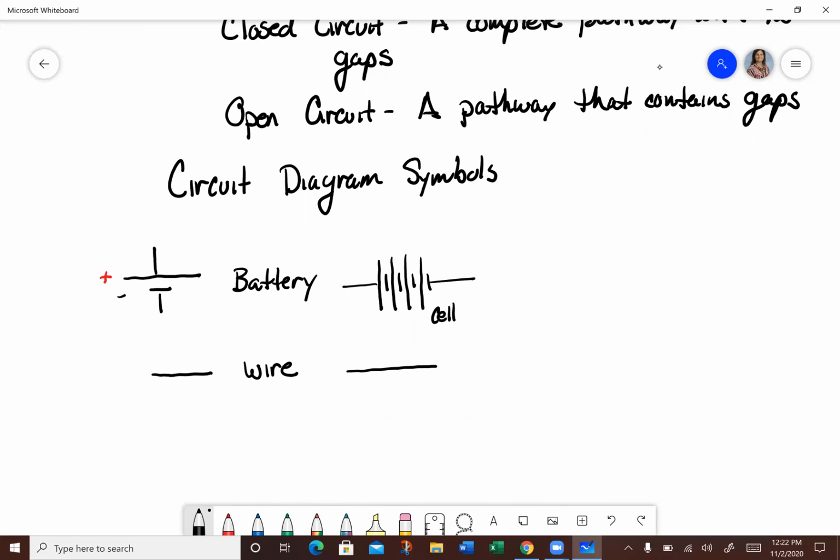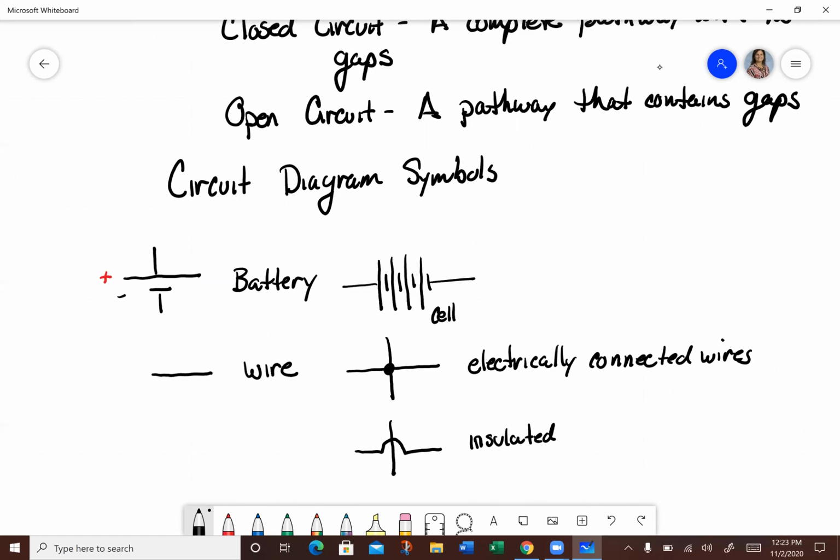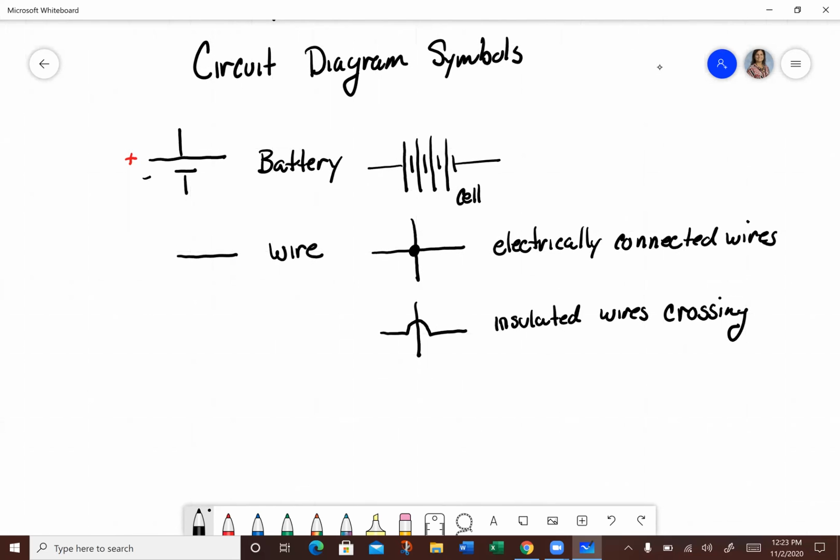If you have wires that are crossed and they are supposed to be electrically connected, you put a little dot there. If you have wires that you want to cross, but you do not want them touching one another, you would draw something like this. So this is insulated wires crossing. So you do something to insulate them from one another. Make sure that there is no connection.